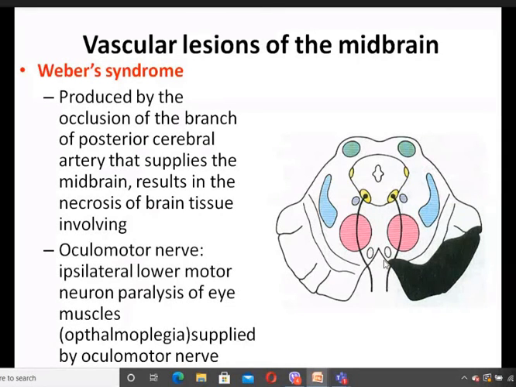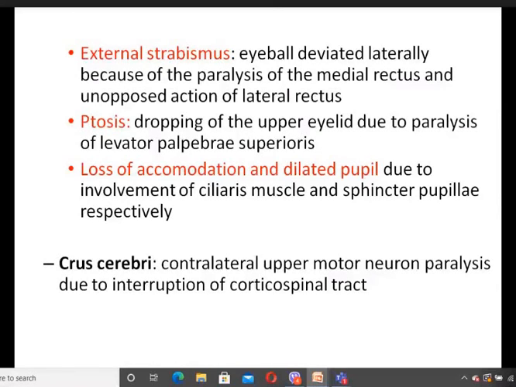involved, so that ipsilateral lower motor neuron paralysis of the eye muscles will occur. Ophthalmoplegia, because the muscles of the eye are supplied by the oculomotor nerve. That is why, if it is damaged, the person will develop ophthalmoplegia, or lower motor neuron paralysis of the eye muscles. External strabismus: the eyeball is deviated laterally because of the paralysis of the medial rectus and the unopposed action of the lateral rectus. Okay, look in London, talk in Tokyo, similar to that.